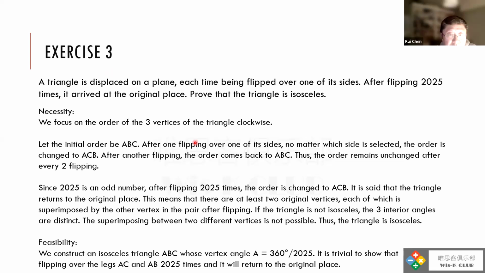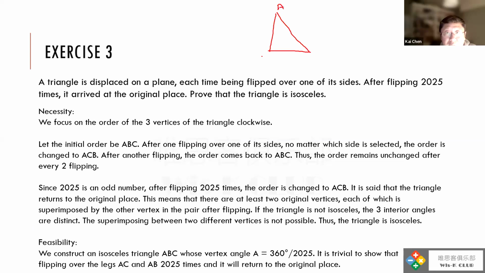Okay, you don't know how to prove, yeah. So the displays, yeah, what is display? Displays is moving, is changing, for example, changing positions. So actually you have a triangle, and each time it can flip over one of the sides.